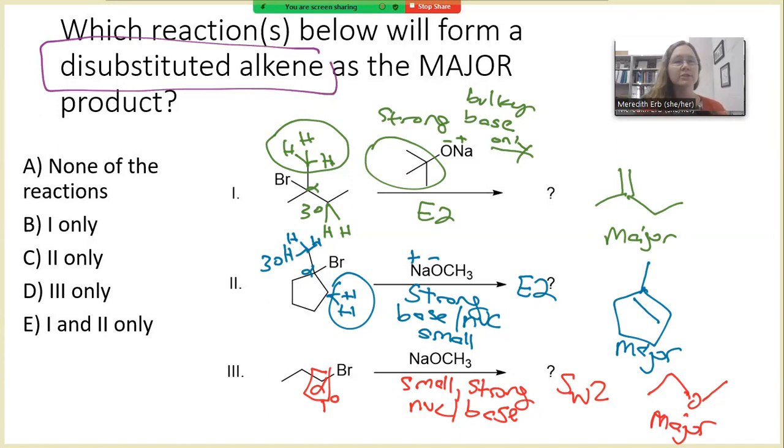That means the alkene has 2 R groups coming off of it. If we look at our products, we have a di-substituted alkene in reaction 1. We have a tri-substituted alkene in reaction 2. And in reaction 3, we have a substitution product, so not a di-substituted alkene. So the answer is going to be B, 1 only, because that's the only one that makes a di-substituted alkene as the major product.